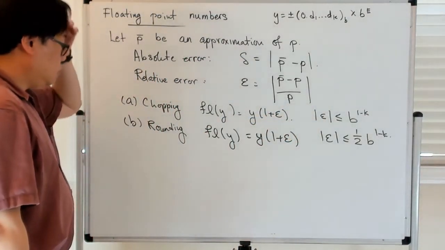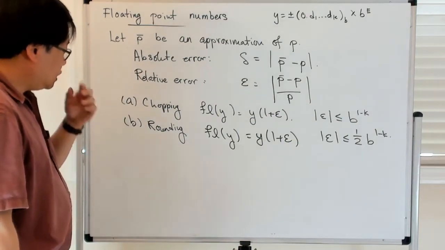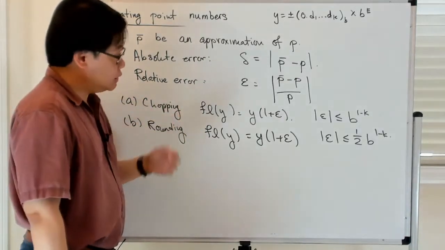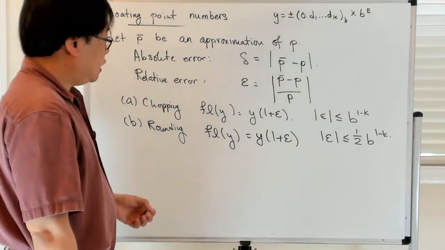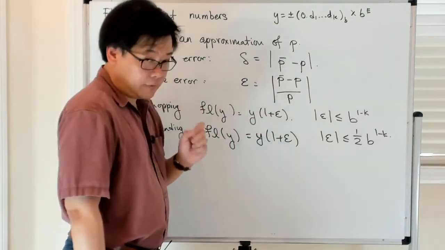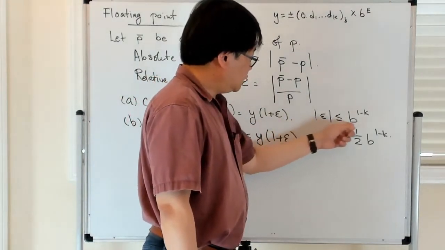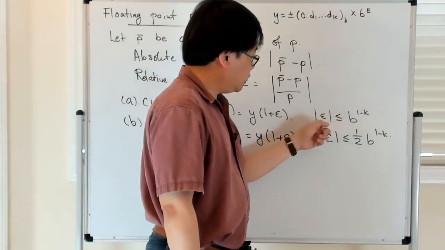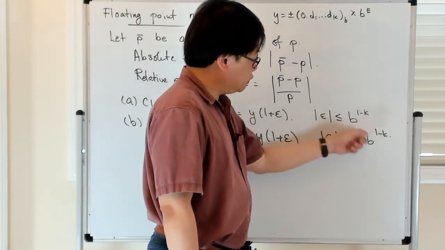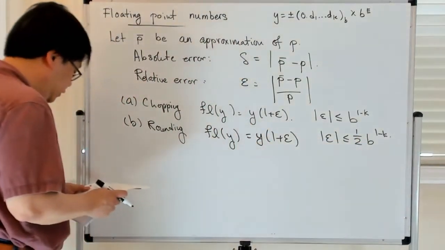So the round-off error introduced by using this floating point number system is best expressed in this case by the relative error epsilon, and the magnitude of this relative error is bounded by terms which relate to the parameters of your floating point number system.